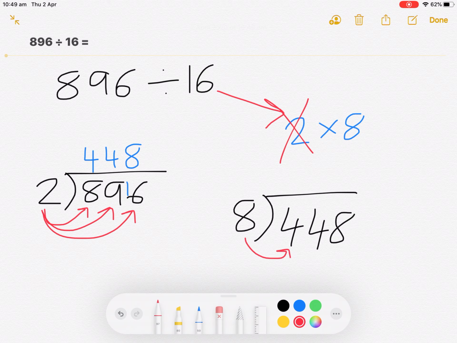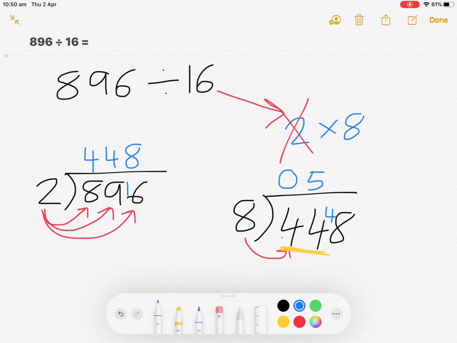4 divided by 8, I can't do that on its own. If I've only got 4, I can't split it into 8 groups. So I've got 0. And then my 4 remainders are going to join into my 10s here. So now I've got 44. Which I also can't do 44 divided by 8 evenly. The nearest number that I can divide by 8 is 40. So I'm going to go 40 divided by 8, which is 5. And because I've only used up 40, I'm going to have 4 remainder, 4 tens.